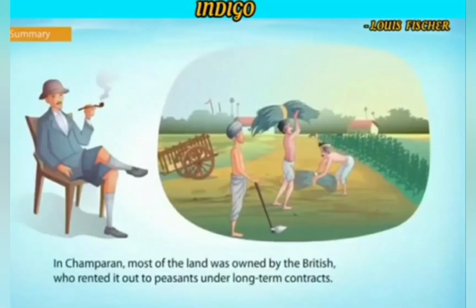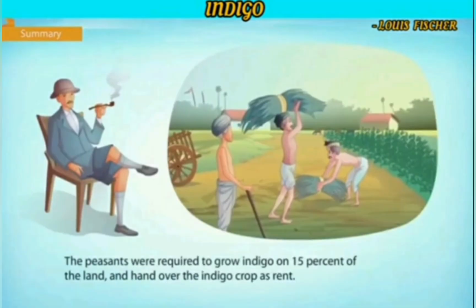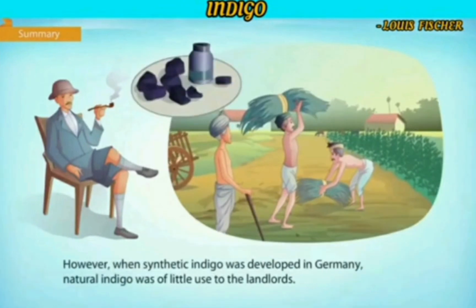In Champaran, most of the land was owned by the British, who rented it out to peasants under long-term contracts. The peasants were required to grow indigo on 15% of the land and handed over the indigo crop as rent. However, when synthetic indigo was developed in Germany, natural indigo was of little use to the landlords.